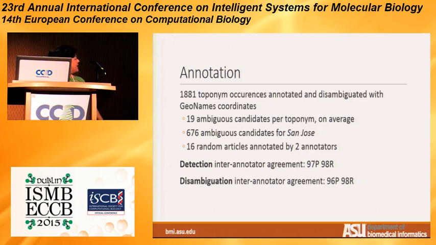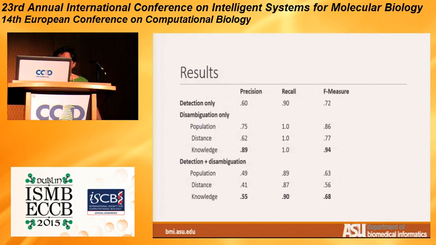For annotation, these are just details that you can find. It gives you an idea about the task. On average, we had 19 ambiguous candidates per toponym. We had extremes, like San Jose, which has 676 matches in GeoNames. We reached in detection an inter-annotator agreement of 97 in precision and 98 in recall. So we were pretty confident in our annotation process.